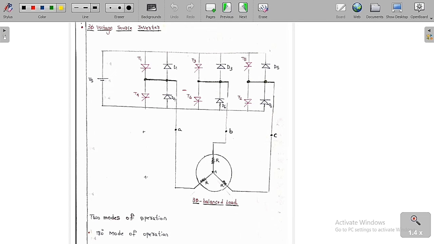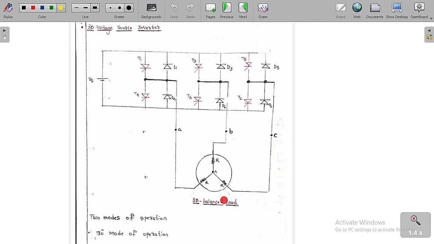Now see, this is the circuit diagram. By this circuit we are going to convert a fixed DC into AC voltage, and we are going to get three-phase AC voltage. So T1, T2, T3, T4, T5, T6. We are going to use three legs of these thyristors, and from these two points we are going to take output A, from these two points we are going to take output B, and from these two points we are going to take output C.